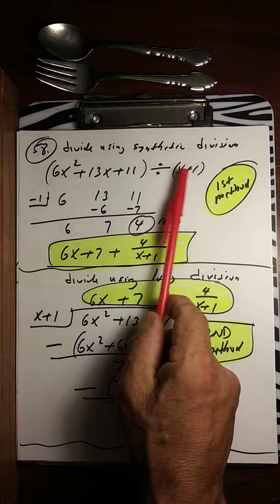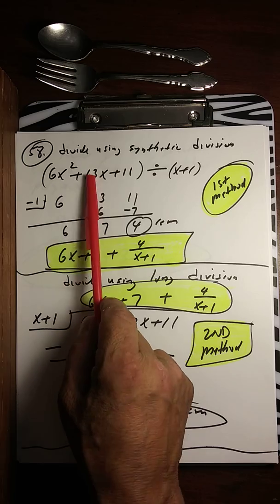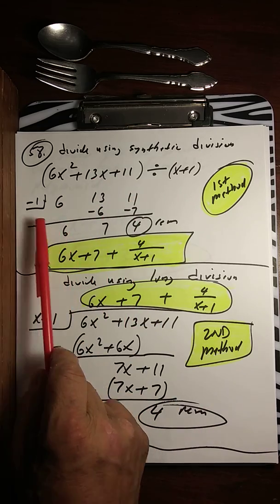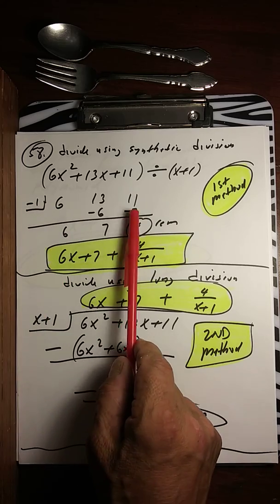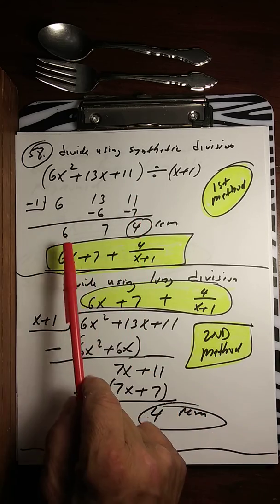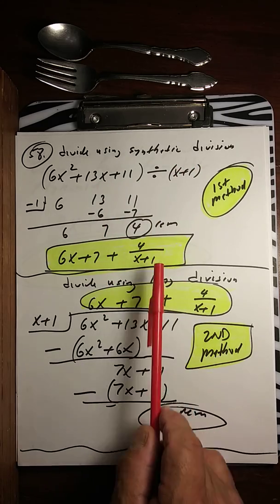Use synthetic division. So to use synthetic division, just the opposite of this, negative 1. Put the numbers 6, 13, 11. Bring this down here. Negative 1 times that is negative 6. 13 minus 6 is 7. That times that is negative 7. 4 is the remainder. So the answer is 6x plus 7 plus 4 over the original divisor, x plus 1.